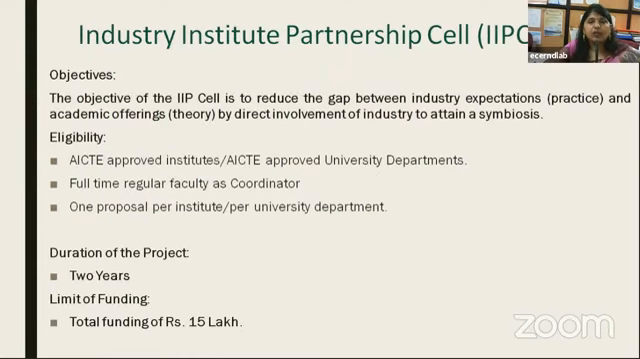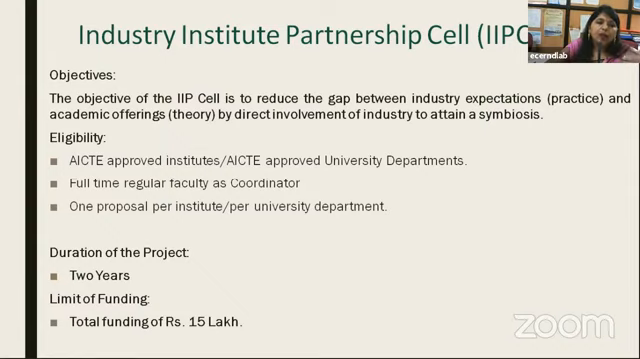Now, quickly I want to go through what the schemes actually are. This one is for the Industry Institute Partnership Cell, IIPC. The objective of IIPC is to reduce the gap between industry expectation and the academic body by direct involvement of the industry to attain a symbiosis. Nowadays in many autonomous colleges, industry people are coming and they are also taking classes.